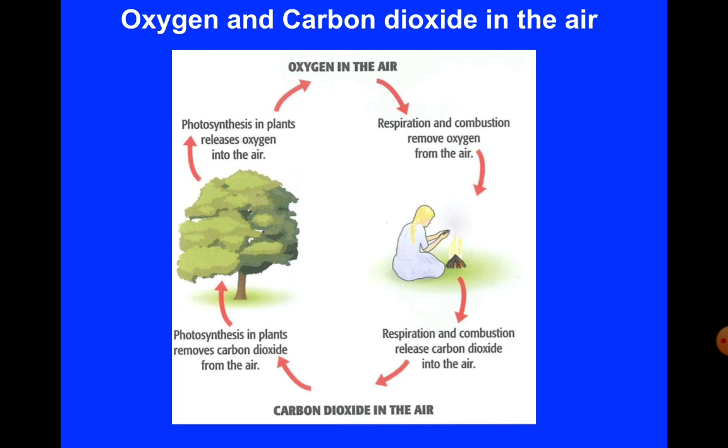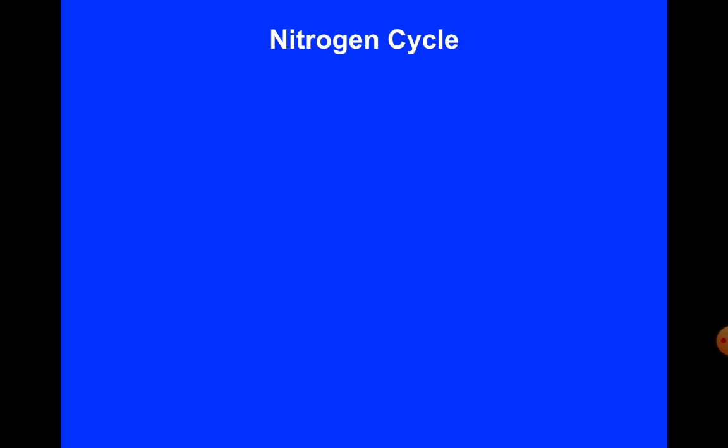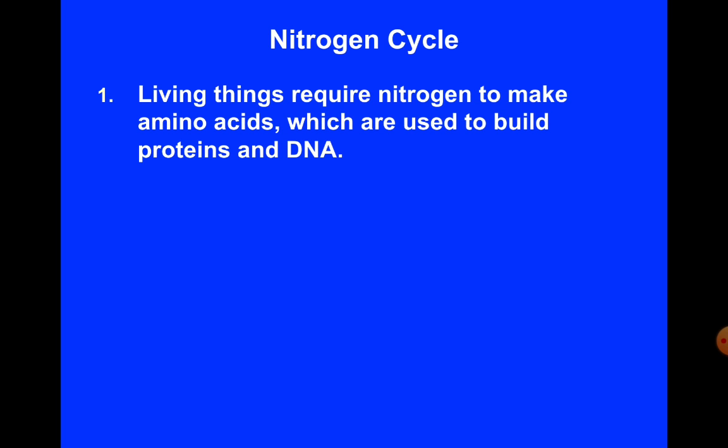Okay. Our next cycle is the nitrogen cycle. Where do we find nitrogen? Well, we find nitrogen in our body. Think about amino acids. Remember, living things need nitrogen to make amino acids. They're used to build proteins. They're used to make DNA.